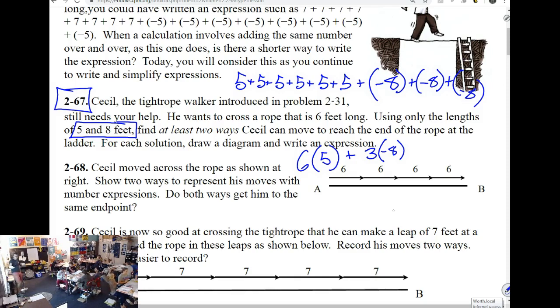Right? How far does 6 moves of 5 take me? 30. Right, how far do 3 moves of 8 take me? 24, but the opposite direction. Do I end up at 6? Yeah. So there are actually infinitely many ways to do this. You can do this all day long, all night. There are infinitely many ways to do this.